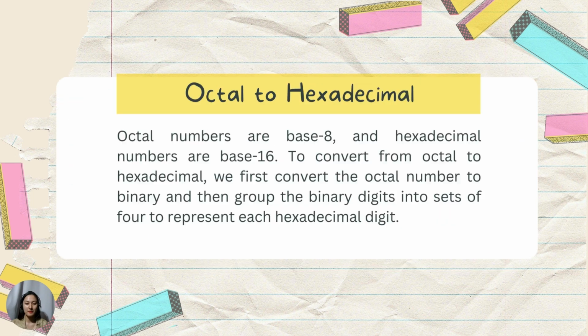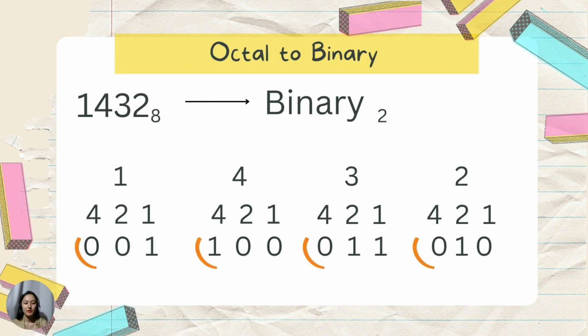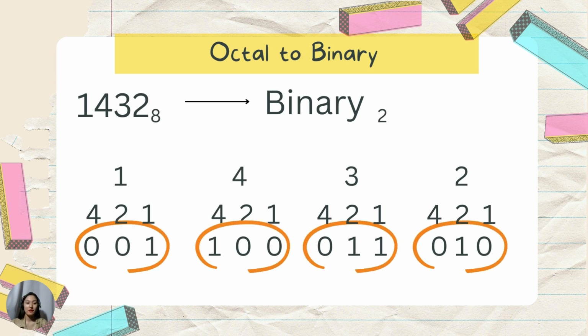Now let's proceed to octal to hexadecimal. Octal numbers are base 8 and hexadecimal numbers are base 16. To convert from octal to hexadecimal, we first convert the octal number to binary and then group the binary digits into sets of 4 to represent each hexadecimal digit. So here, first we need to find its binary equivalent before we find the hexadecimal.